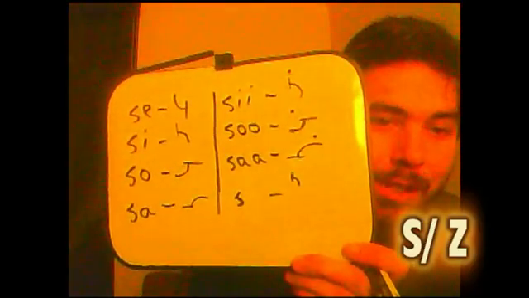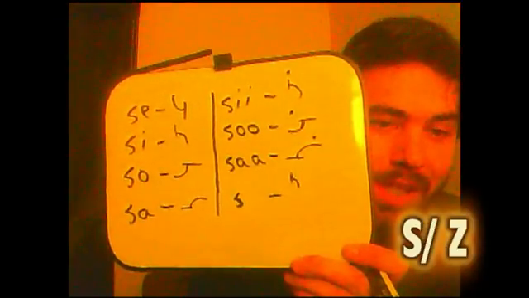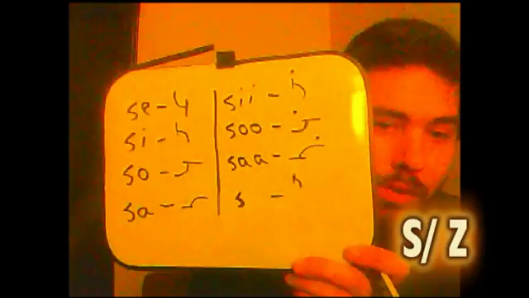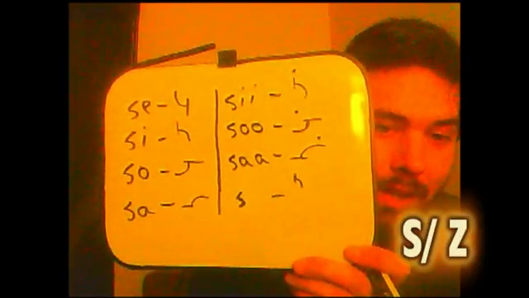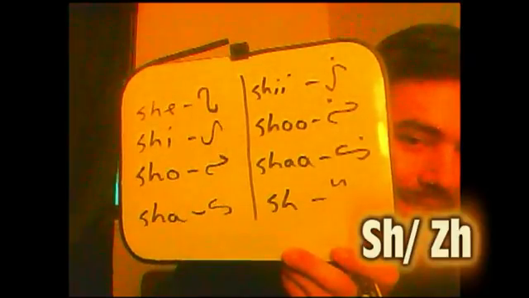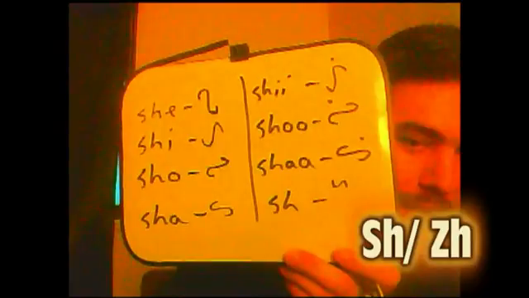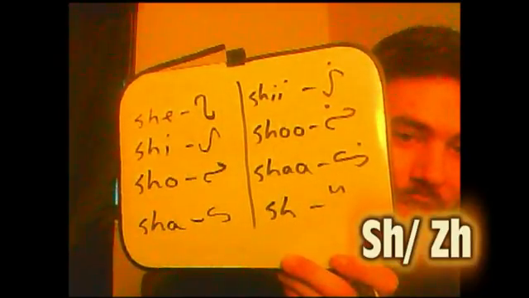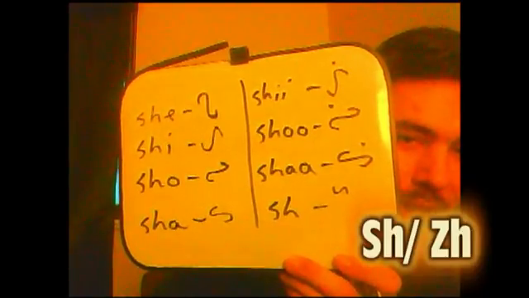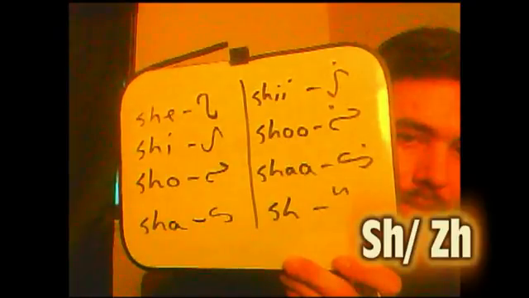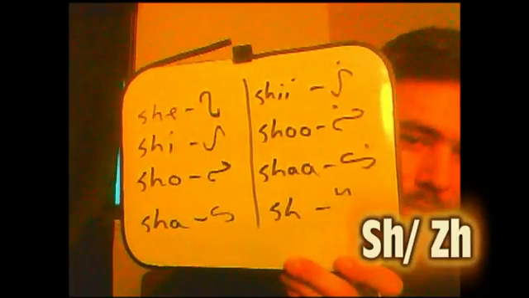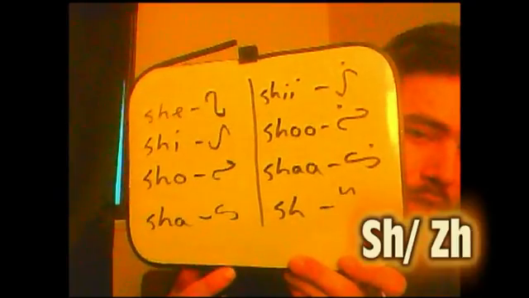Okay, here is your S and Z series. Se or ze, si or zi, so or zo, sa or za, sii or zii, soo or zoo, saa or zaa, and s or z. Okay, the sh and zh series, zh usually being zh in this language, although in many others it's usually j. But we have she and zhe, shi and zhi, sho and zho, sha and zha, shii and zhii, shoo and zhoo, shaa and zhaa, and sh or zh by itself.